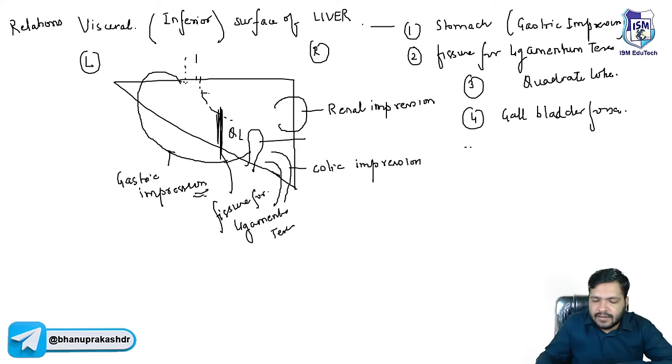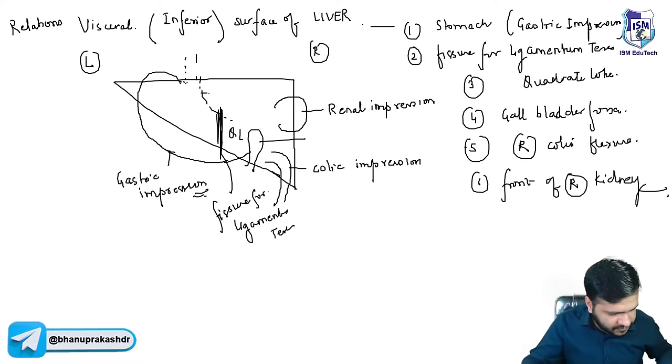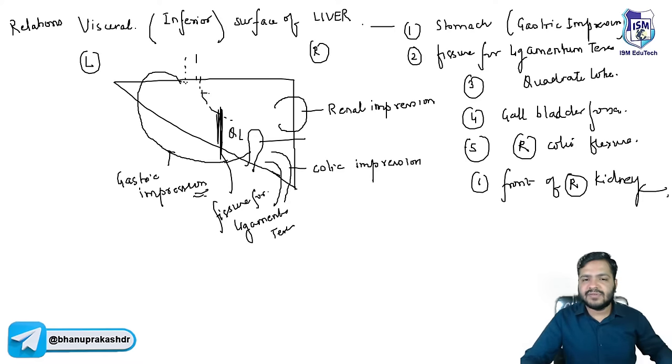And we have the colic impression. So we have the right colic flexure, right side. And then we have the front of the right kidney. I hope this is clear to everyone.